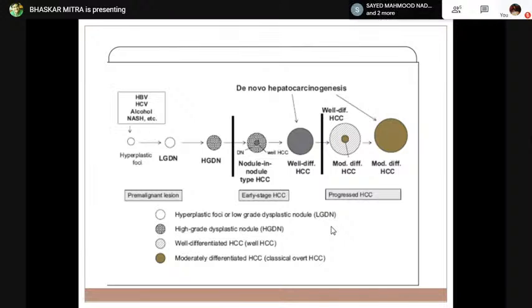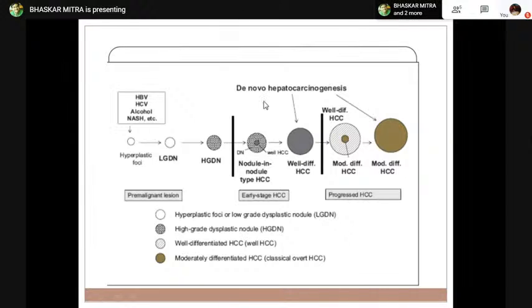Nodules, hyperplastic nodules, followed by dysplastic nodules that may be low and high grade, then early stage hepatocellular carcinoma, progressed hepatocellular carcinoma, and full-blown hepatocellular carcinomas. Now, this is a typical cirrhosis carcinogenesis pathway. This we found in a cirrhotic background, but there may be cases where there may be de novo hepatocarcinogenesis, and that causes the direct development of these different hepatocellular carcinomas.